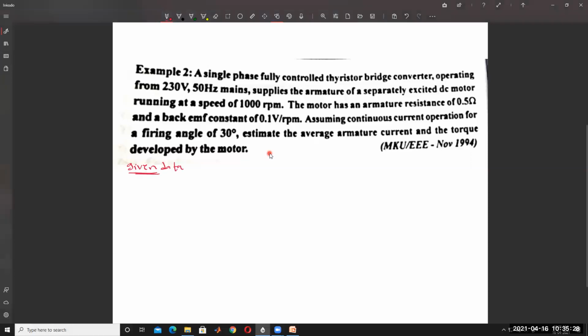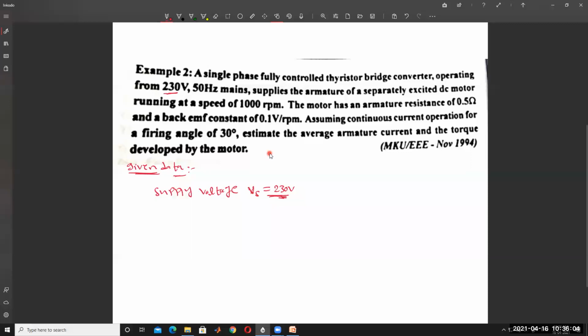So what is given? The supply voltage. How much supply voltage? That is 230 volts. The supply voltage is VS, not VA. VA is the converter output. So VS is equal to 230 volts. That is the supply voltage.